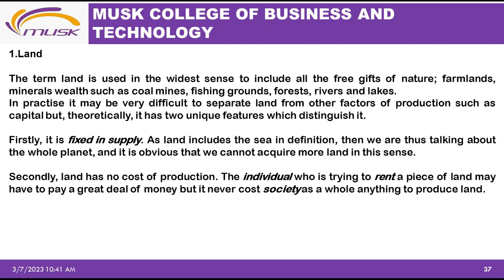So we can now look at the aspect of land. The definition of land is generally what we call the free gifts of nature. We look at farmlands. Farmlands are lands on which we can do farming and cultivation. We have lands that have mineral wells. We have fishing grounds around the lakes, that's an example. We have forests. We have rivers. All those are lands that we can utilize.